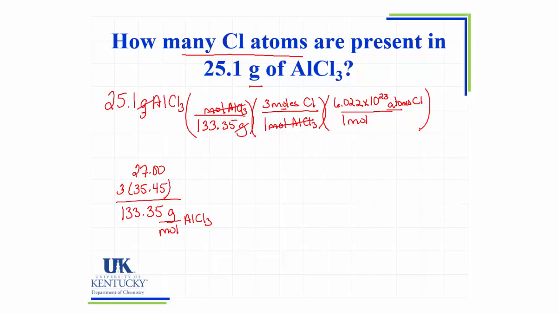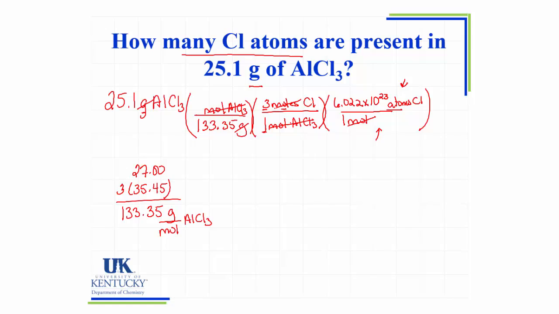Note that whatever I put on the top is always going to be equal to what is on the bottom. In this case, it was 3 moles of chlorine to 1 mole of AlCl3. There was a relationship between those two values, just like there's a relationship between Avogadro's number of atoms and 1 mole. Now my moles of chlorine cancel. Now I can actually solve my problem.